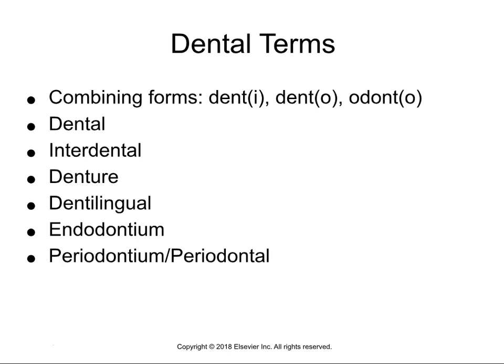Then we have the endodontium. This is the soft tissue inside the tooth. It's also called the dental pulp. That's the endodontium. And then we have the periodontium or periodontal. The periodontium is the tissue investing and supporting the teeth. So periodontal means pertaining to around a tooth, or pertaining to the periodontium.